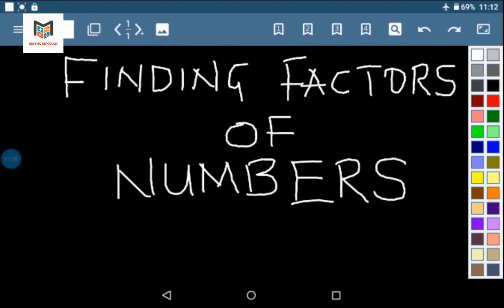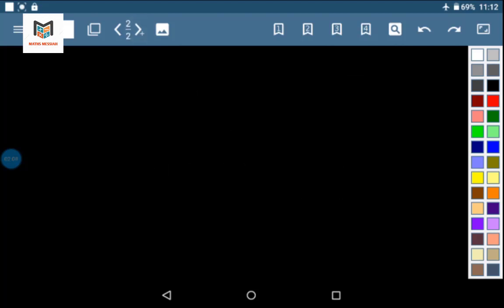In this tutorial, we are going to discuss finding factors of numbers. When you are given a number to find its factors, at times it will be very confusing to find the exact factors of such number. But at the end of this tutorial, you should be able to find the factors of every number with ease. So let's start.